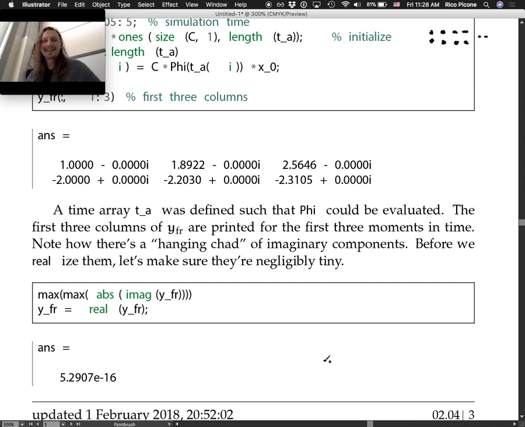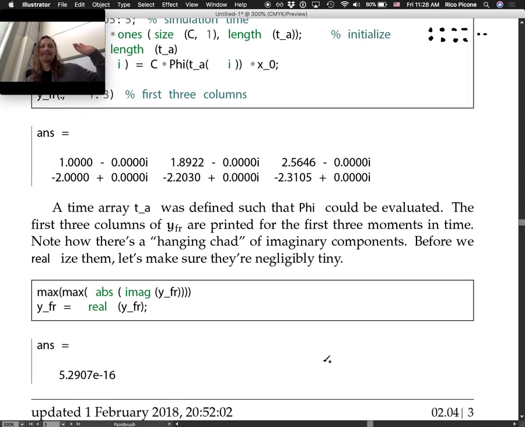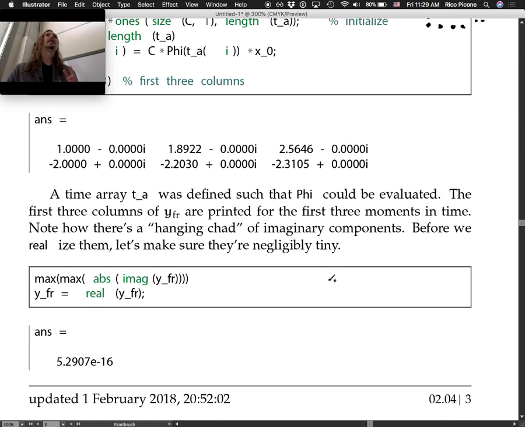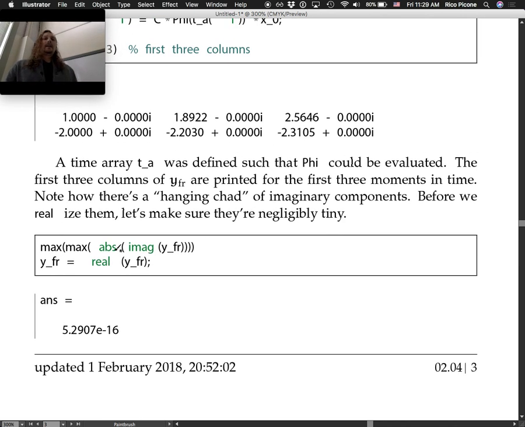Anyways. Okay. So, before we realize them, what we're going to do is say, oh, these imaginary components are small. We just get rid of them. Okay? But we should really make sure that they're negligibly small. So what I'm going to do is take the imaginary component of each of these values, take the absolute value of it, and I'm going to take the maximum.